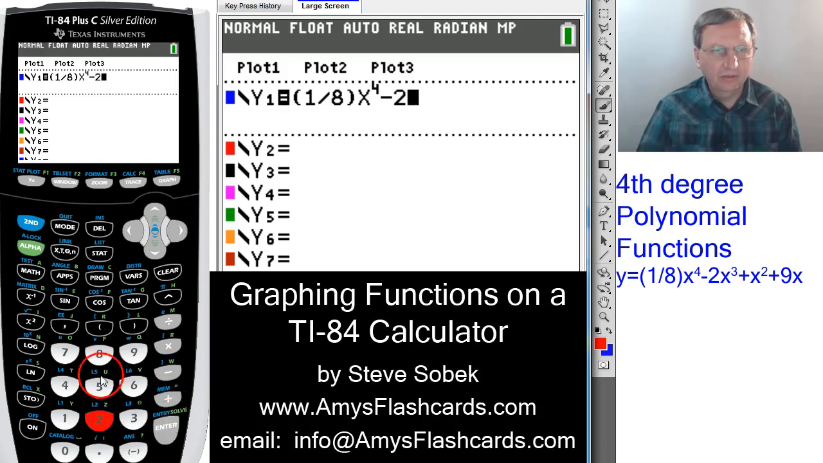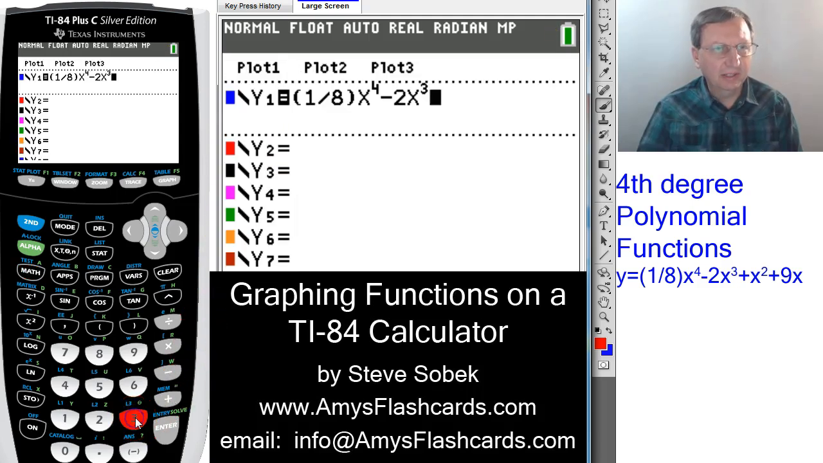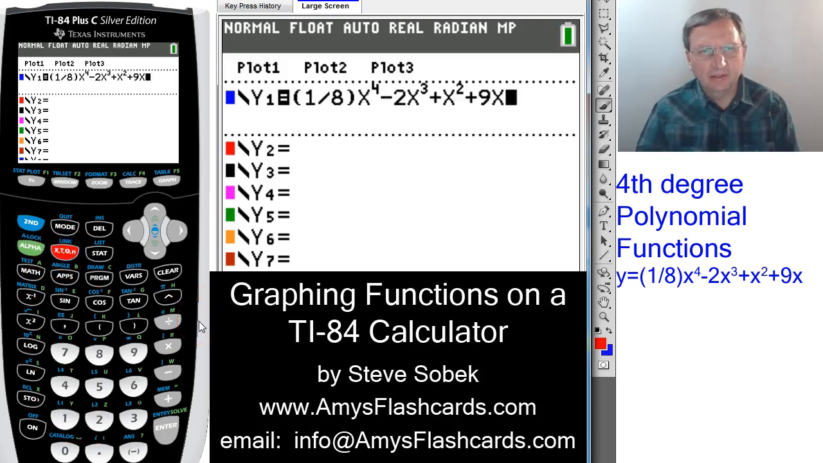Minus 2x raised to the 3rd power. We can obtain that from the math menu. Math. And we could see number 3 is cubing something. So hit number 3. Plus x squared. Here's x squared. Plus 9x. All right, so there, go ahead and pause the video until you catch up with that, and then continue.